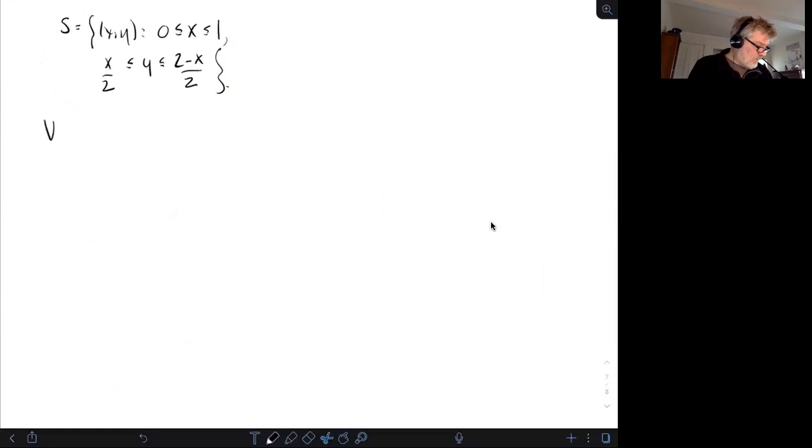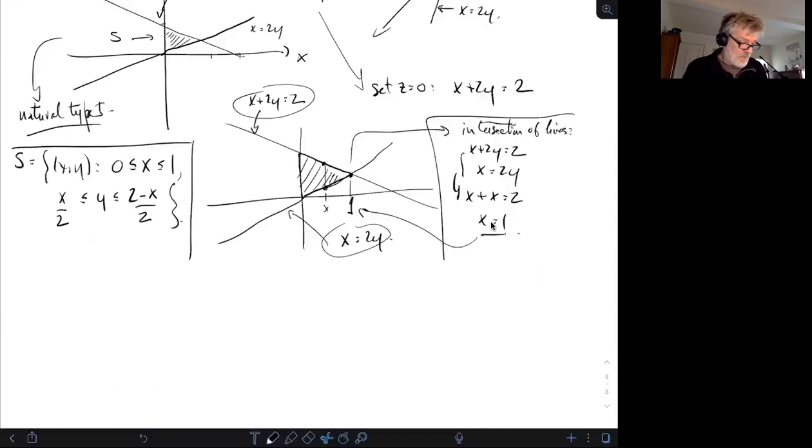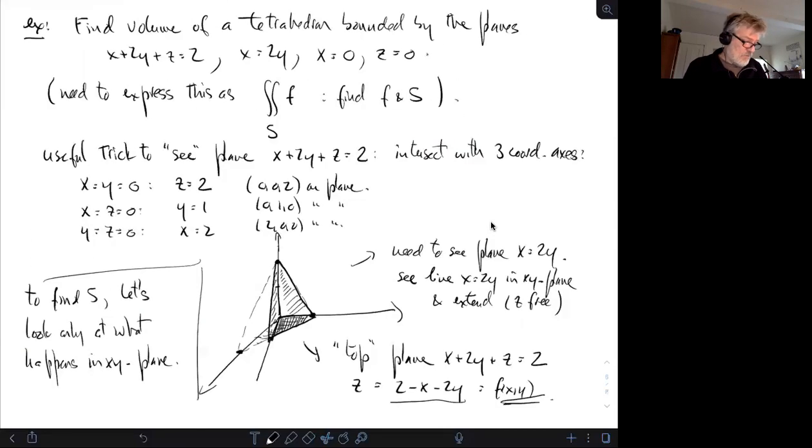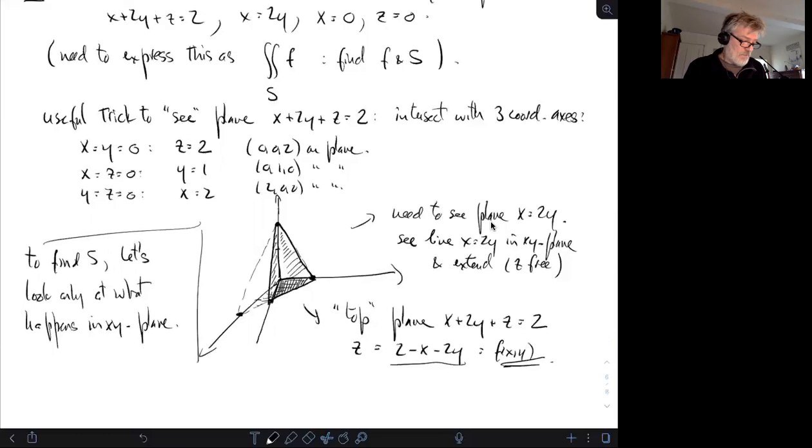So finally, the volume will be the double integral over this S, of which function? Well, our f we saw earlier, I have to go back, 2 minus x minus 2y.